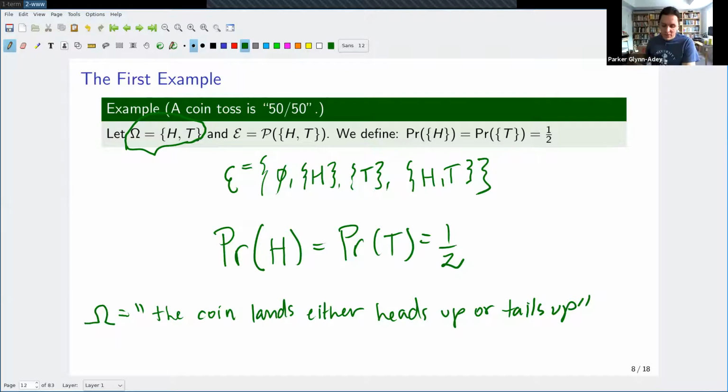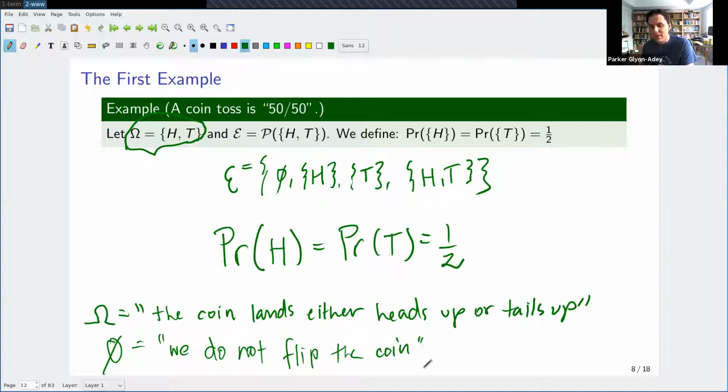And then the empty set is: we do not flip the coin. Right? Nothing happens. We don't flip the coin. And we need these as events for a nice fleshed out mathematical theory, but they don't mean much.